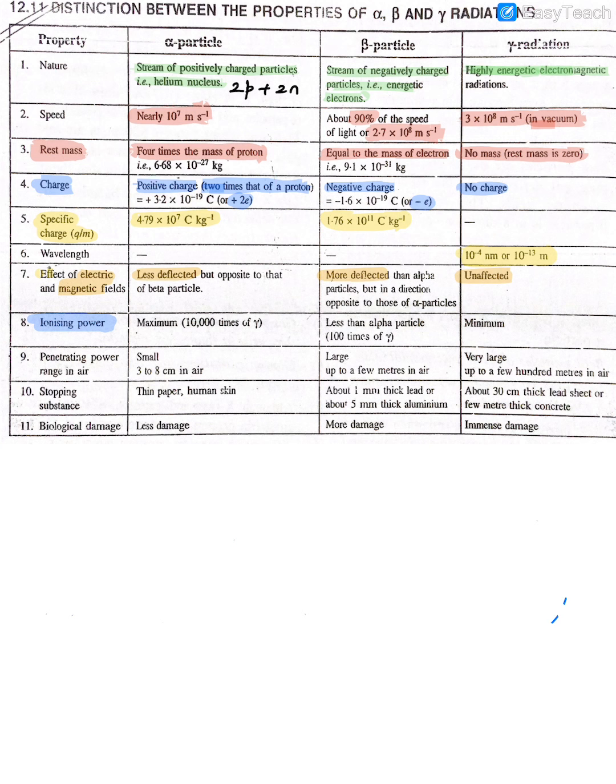So it's the alpha particle who's got more ionizing power. Now look at the ionizing power also. You will need to learn that this is 10,000 times of gamma. This is 100 times of gamma. And gamma has got the least ionizing power, as it is not charged at all.